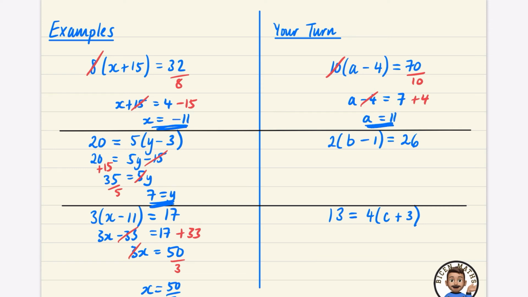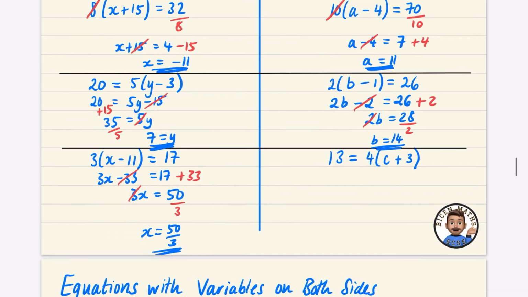You should have got that even if you did the expanding brackets method. I'll expand the brackets here though. I probably could have done a division, but you get 2b minus 2 equals 26. Then I'm going to do the opposite of take away 2, which is add 2. So 2b equals 28, and then I'm going to divide by 2. And 28 divided by 2 is 14, so b is equal to 14.